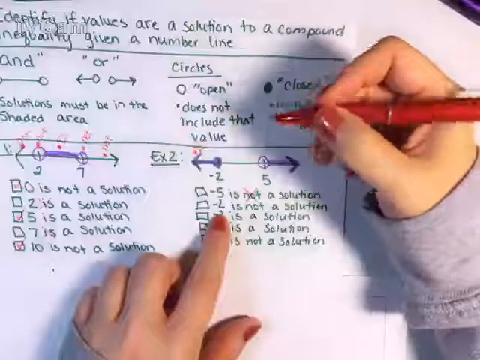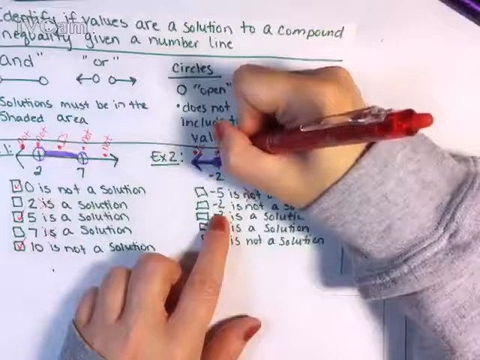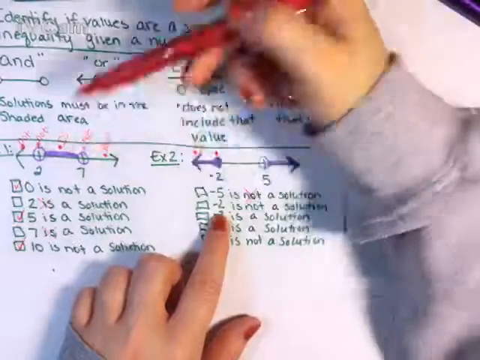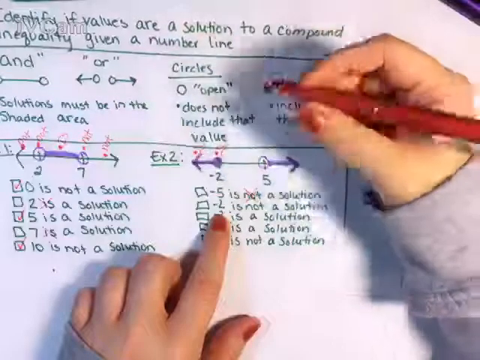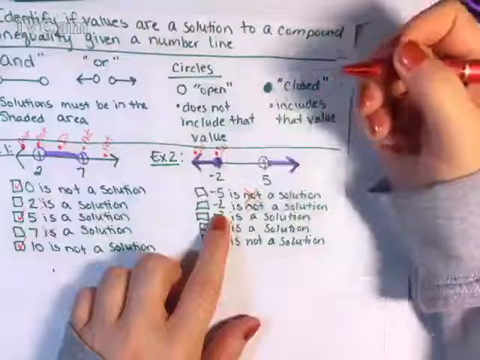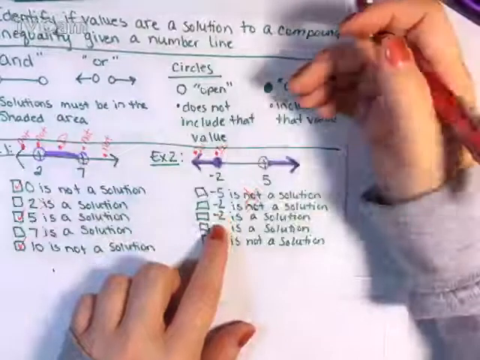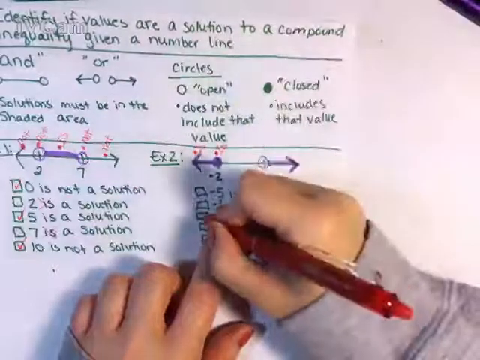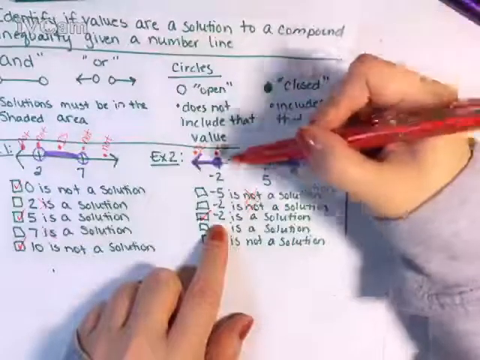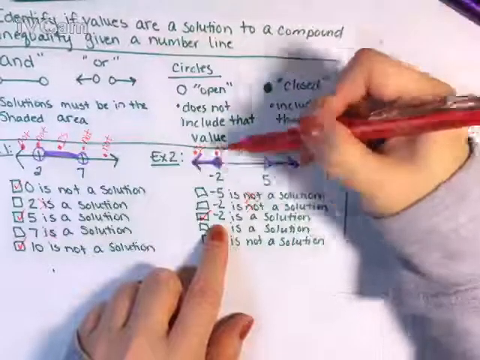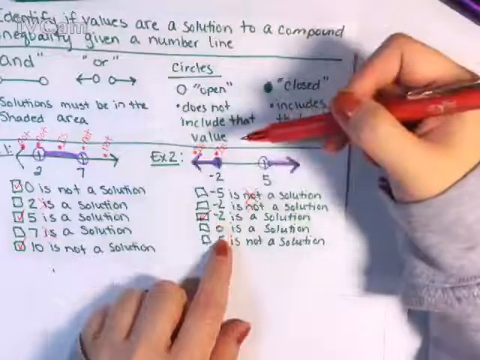The next one we're looking at is at -2. So this time, unlike these two, this is shaded in, so it is a solution. So this is false. So we just said that it is a solution, so this one's true. So -2 is a solution because it's shaded in, which means that it is a part of the solution set.